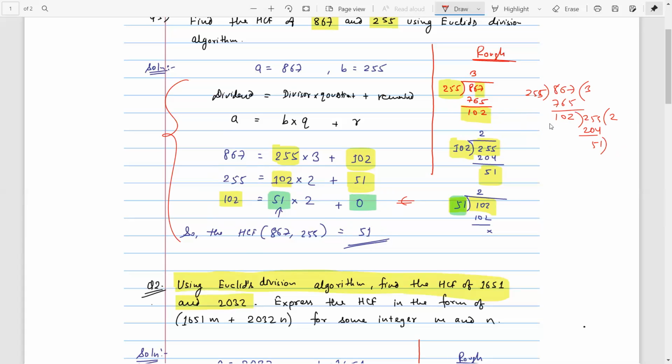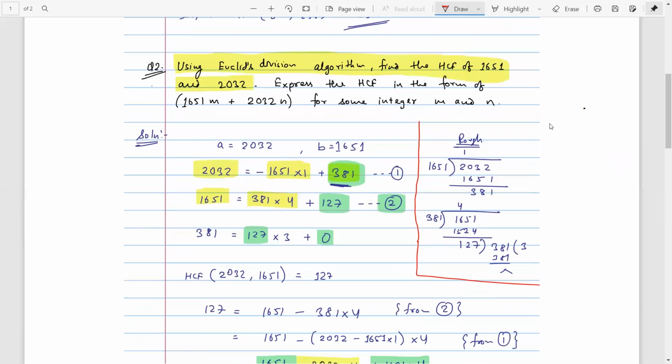Now again, this will become the divisor. And what will be my dividend? It will be the divisor of the previous step, that is 102. And it will go 2 times. It will become 102. And the remainder will become 0. So you might want to write like this also if you like. It will help you understand that the remainder of the previous step becomes the divisor now, and the previous divisor becomes the new dividend. So write it whichever way you feel more comfortable. So that is the Euclid's division algorithm for you.